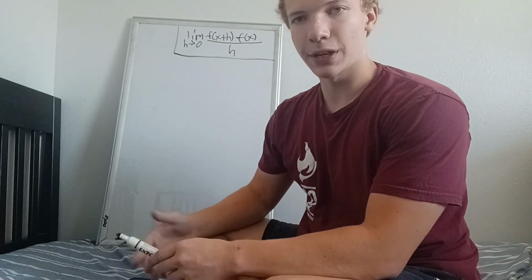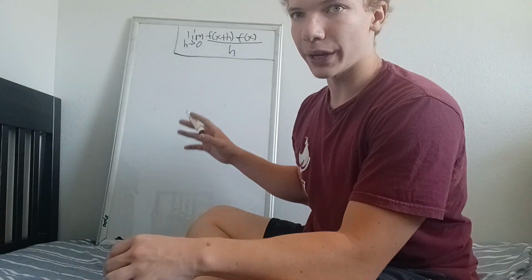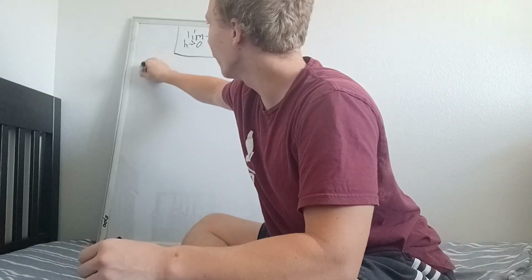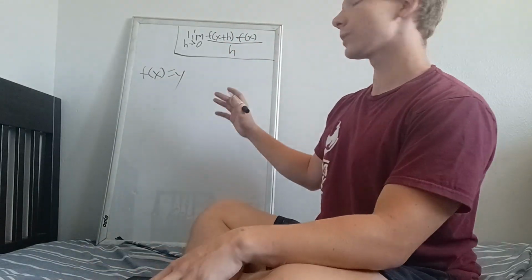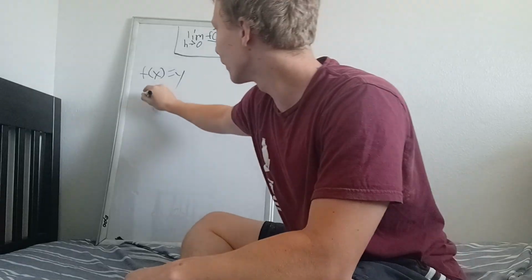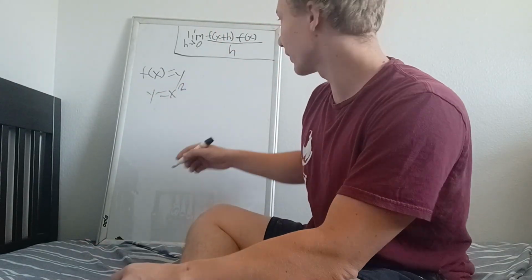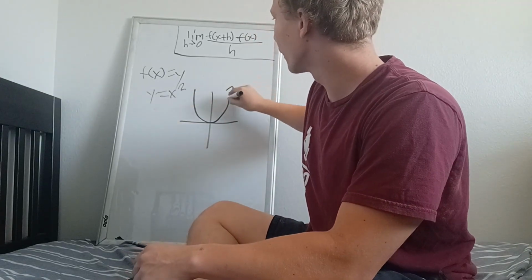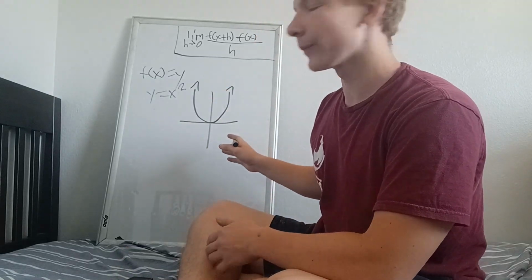The best way to understand why something works is to think of it in the simplest case, all right? We know what f of x means. f of x just means y. So, if we have an equation like y equals x squared, I'm sure we're all familiar with this. Give a little coordinate plane. It's going to look something like that, right? That's our y equals x squared.